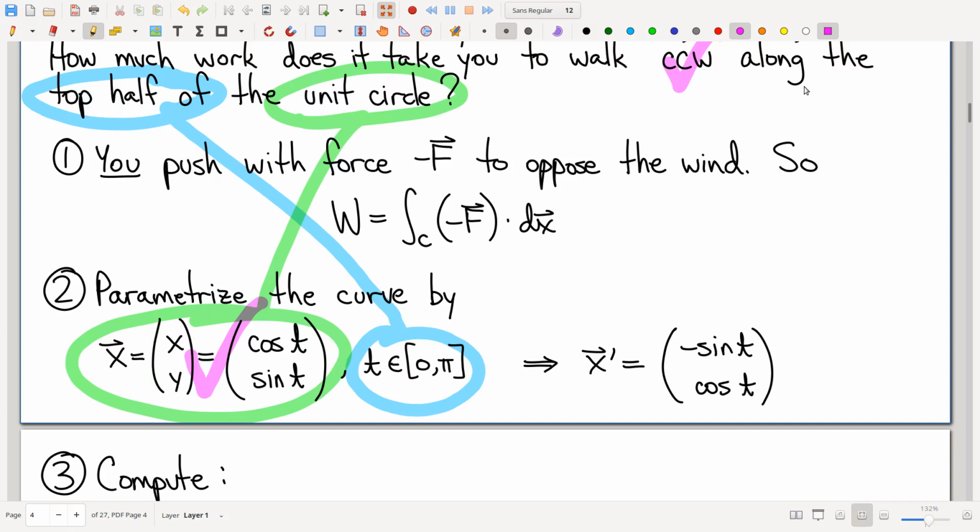If you said clockwise, how would you? Yeah, great question. I'm going to do exactly that in a few minutes. So let me come back to that question.